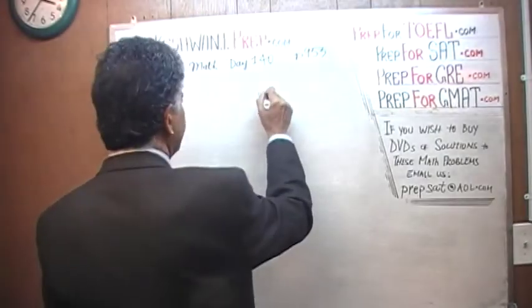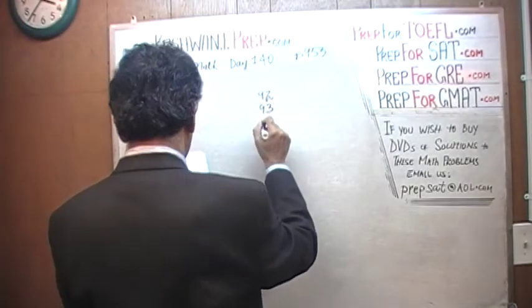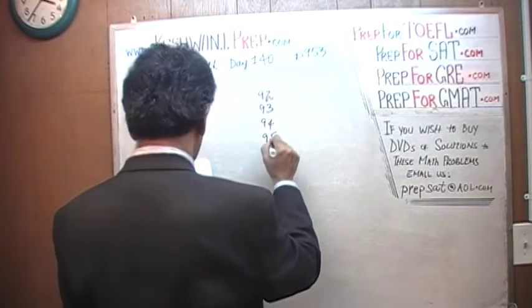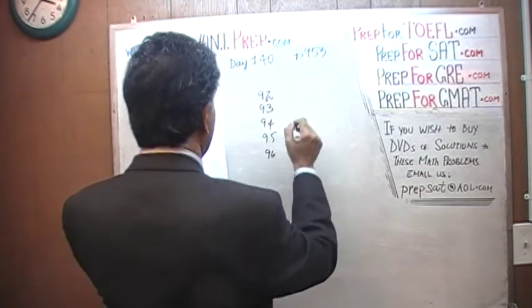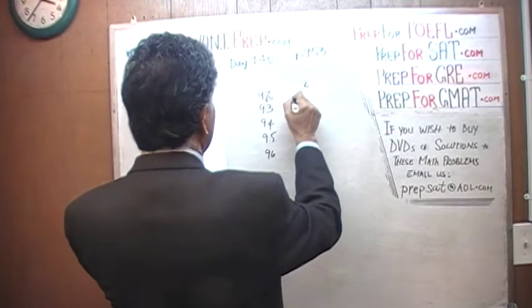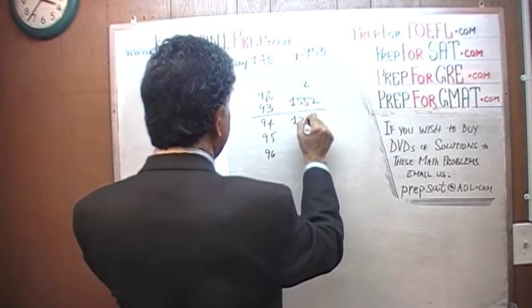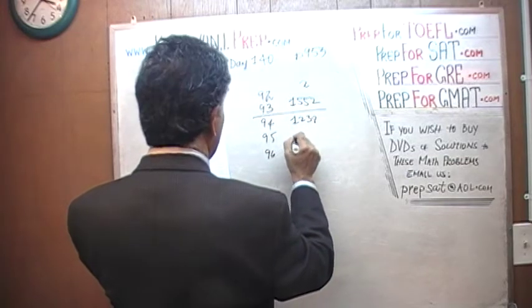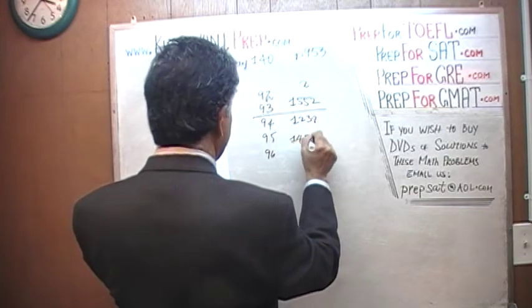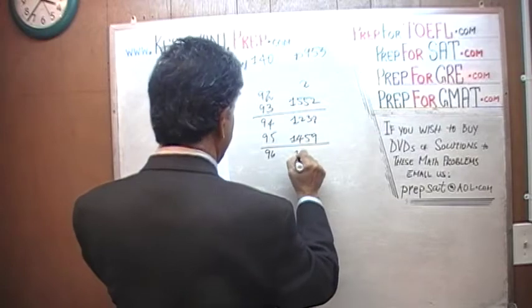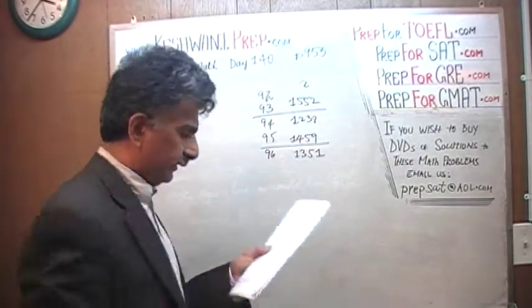Is given 92, 93, 94, 5 and 6. This is X, 1552, 1238, 1459 and 1351. Let's see what they're asking.